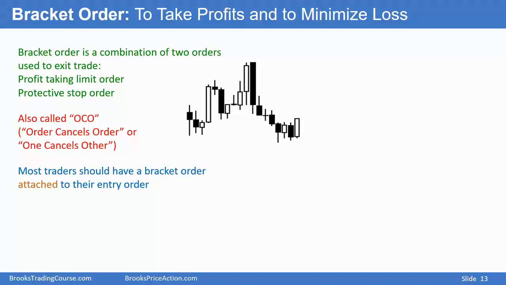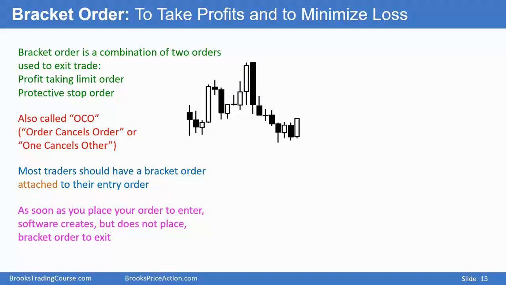Most brokers will allow you to attach a bracket order to your entry order, which means you place an entry order, the bracket order then is created but not filled. As soon as your entry order is filled, your software and your broker automatically then place the bracket order. They automatically place both a stop order to protect you and a limit order where you can take profits. The order is created as soon as you place your order to enter the trade. The order does not get placed until your order to enter the trade is filled and you enter the trade.